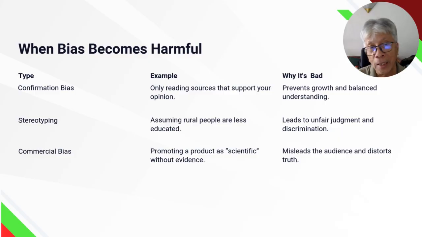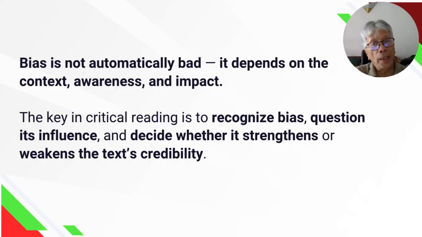We're going to have a look at a real example in a minute. Okay, bias is not automatically bad. It depends on the context, depends on the awareness, and also the impact. So the key in critical reading is to recognize bias, question its influence, and decide whether it strengthens or weakens the text's credibility. And then you make the decision.